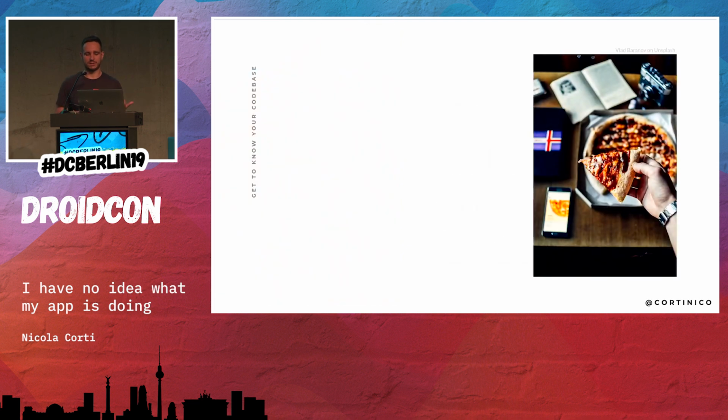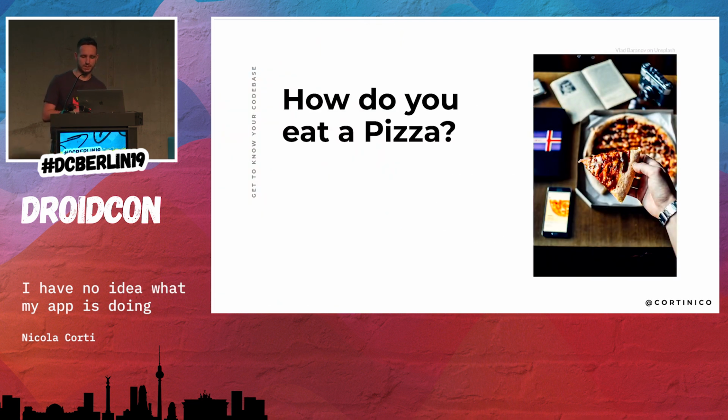So how do you actually start? How do you start eating a pizza? How do you start onboarding on code bases that you're not aware of? If you're lucky, you maybe start a project from scratch. So you set up the foundation, you create everything. But in the majority of the cases, you just onboard on code bases that you're not the first author. So you need first to understand exactly what that app is doing. So how do you start?